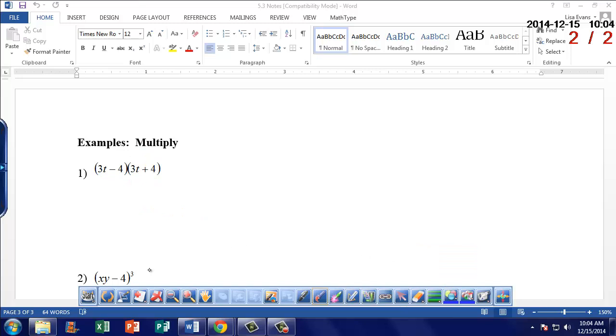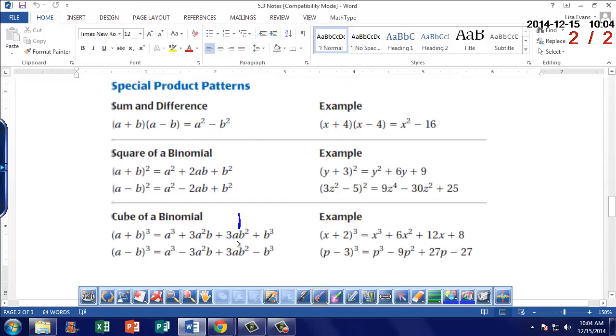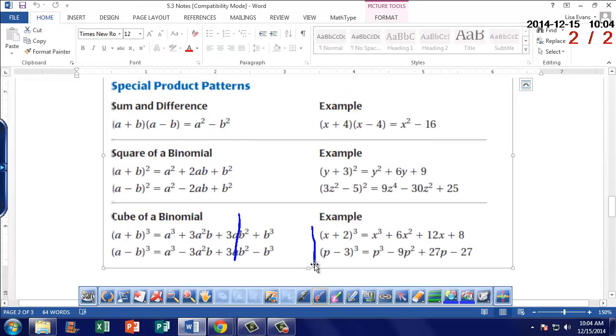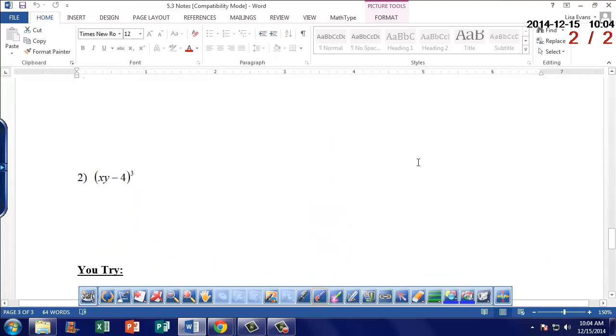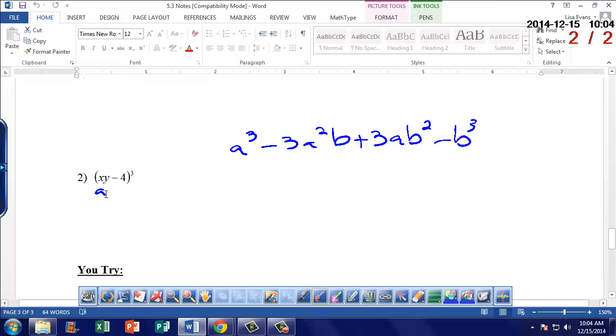Okay, now for number 2, I do want to refer to this pattern. I notice it's minus and it's a cubed. So I need to look back at this problem, okay, right here. So pay attention. I'm going to rewrite it so we can kind of follow along with that. So what you get is, I'm doing the minus one, so I'm going to write it down. So I get a cubed minus 3a squared b plus 3ab squared minus b cubed. This is our A. This whole thing is A, and this is our B.